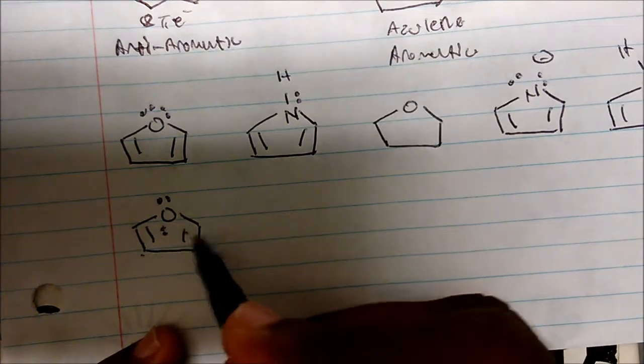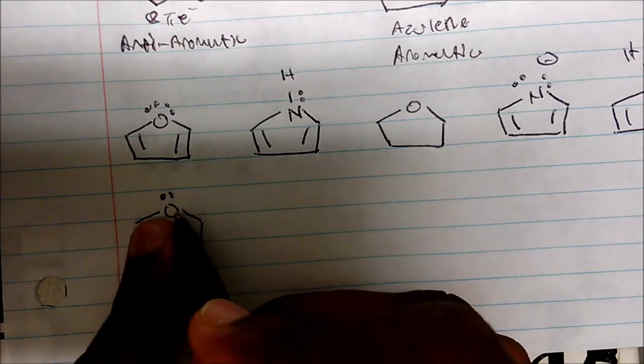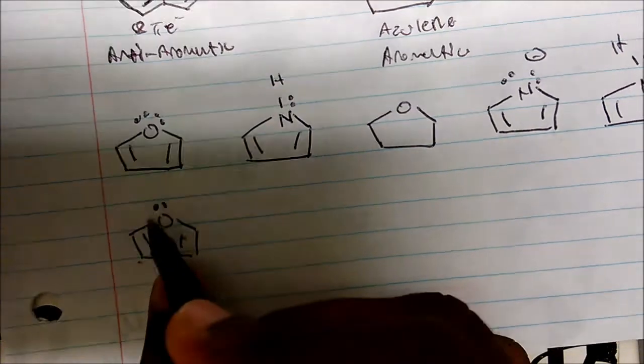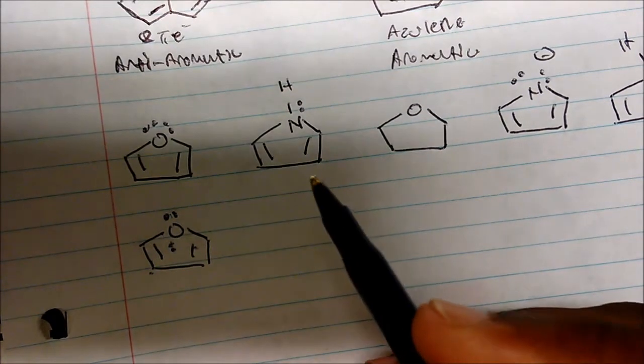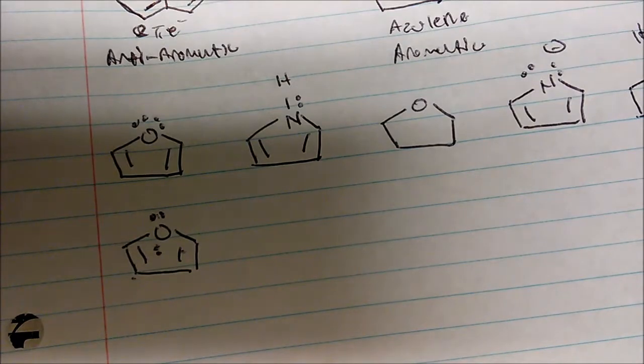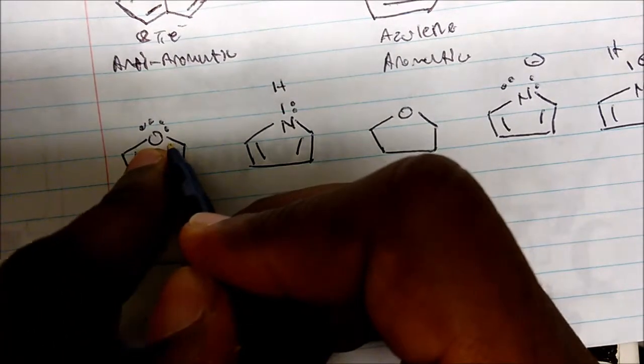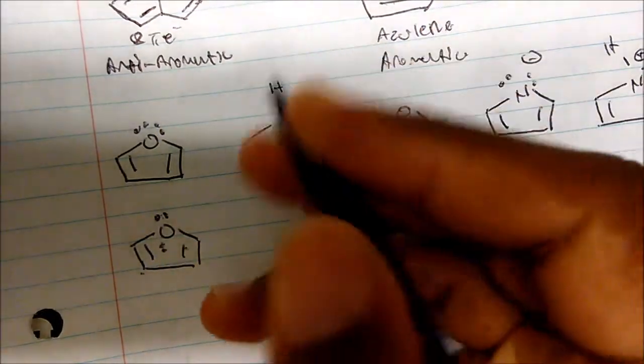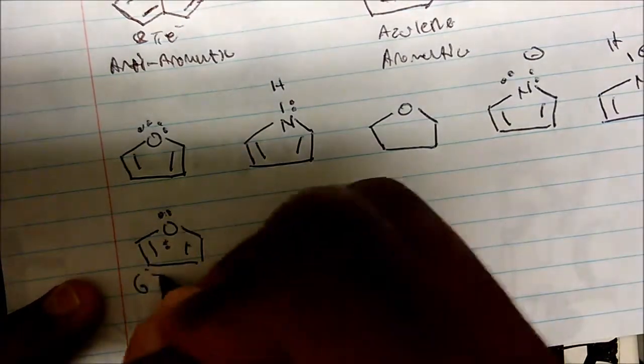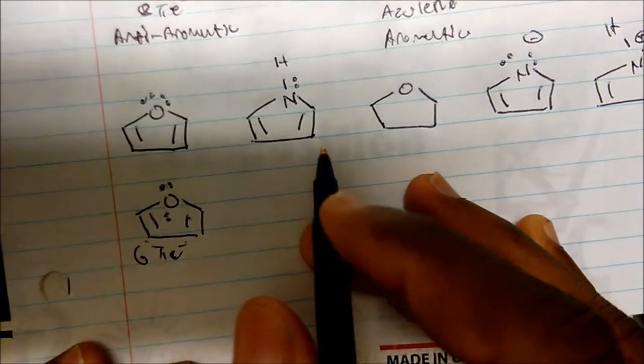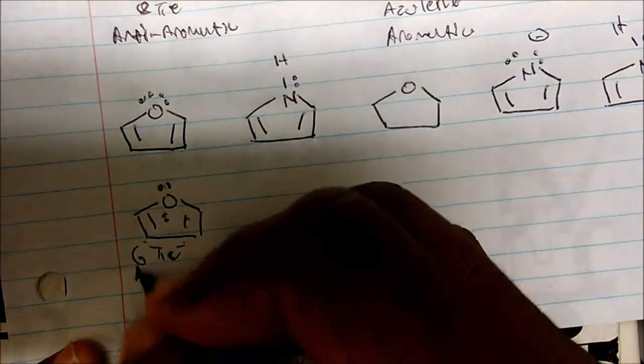So we have 2, 4, 6 pi electrons, and now look, my oxygen is now sp2 hybridized. It has 1, 2, 3 electron groups around it. That means that it's sp2. Prior to this, it would not be sp2, it would be sp3. So that being said, it has 6 pi electrons. It's conjugated, it's flat, and so this is aromatic.